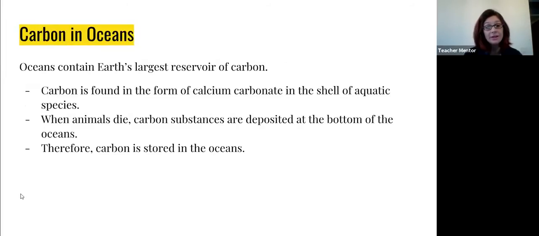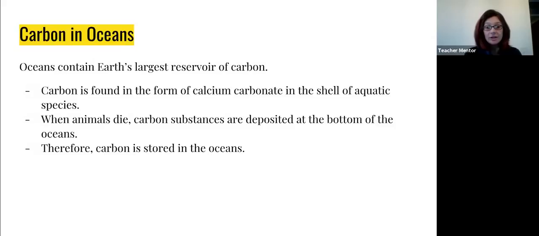Carbon is also found in the oceans. In fact, the oceans contain Earth's largest reservoir of carbon. Carbon is absorbed by phytoplankton. Phytoplankton are going to take the carbon dioxide from the atmosphere, and then when they die, they are going to settle on the ocean floor.